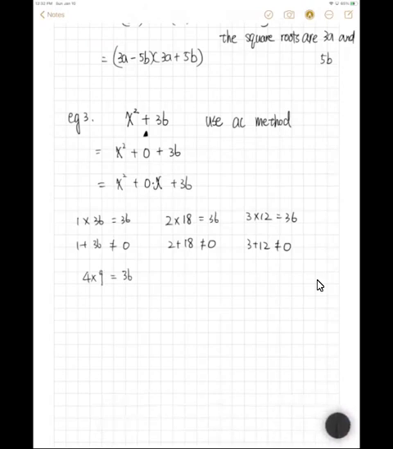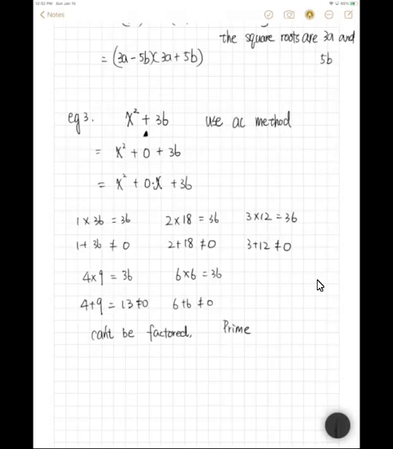We still have 36, but 4 plus 9, well, this is equal to 13, still not equal to 0. Well, we keep trying, which is 6 times 6 is equal to 36, but 6 plus 6 is not equal to 0. So that means this one can't be factored. That means this is prime, there's no solution for this one, okay? We try all the combinations that we have, use the AC method, try to factor this part, but it won't work.